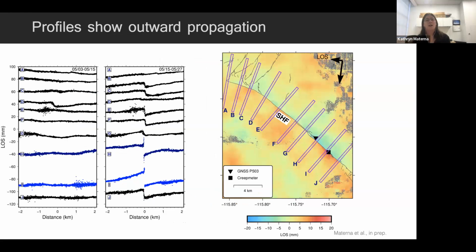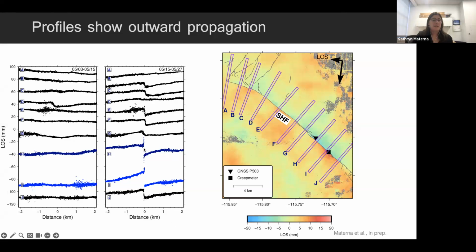Here's another way of looking at the outward propagation that we can see from this data set. And this tells us something a little bit different in its own right. We can extract individual profiles and visualize them. And so we can see in the first interferogram from May 3rd to May 15th, this is the initiation phase, somewhere around profile D. It's very clear there's an event happening. And then in the later period of time, it has propagated outward, both in the north direction and the south direction. And there's more that we can see from this plot as well.